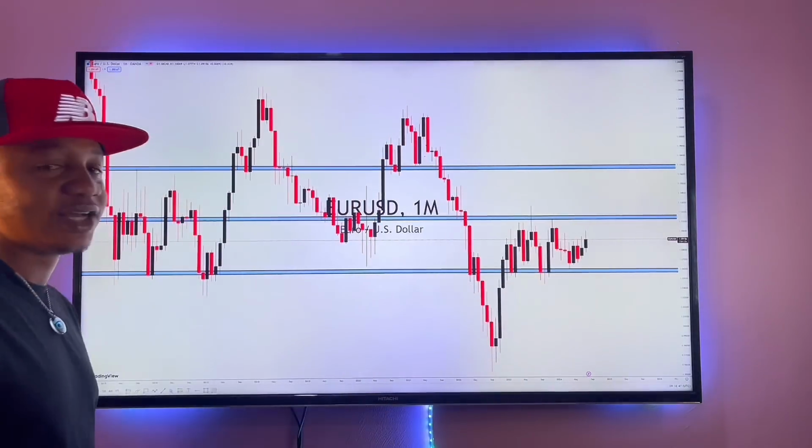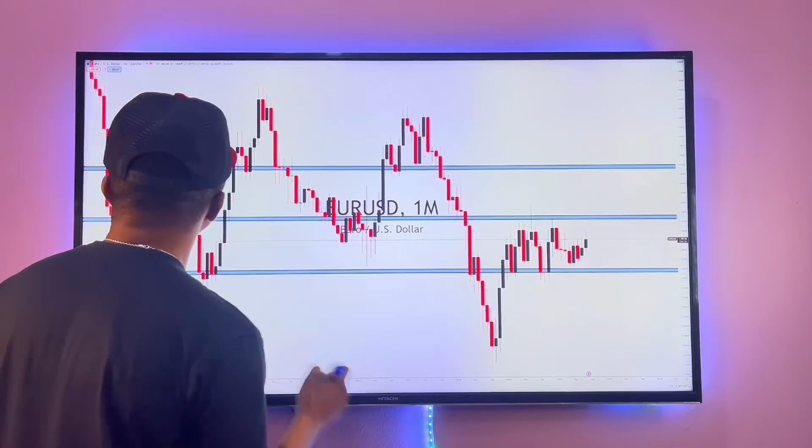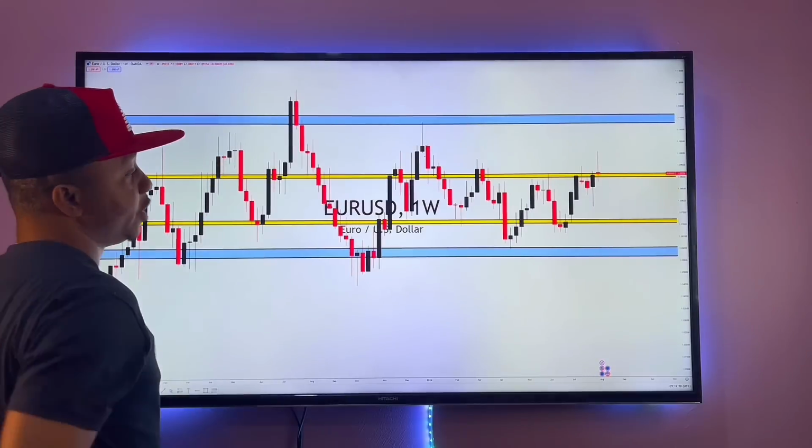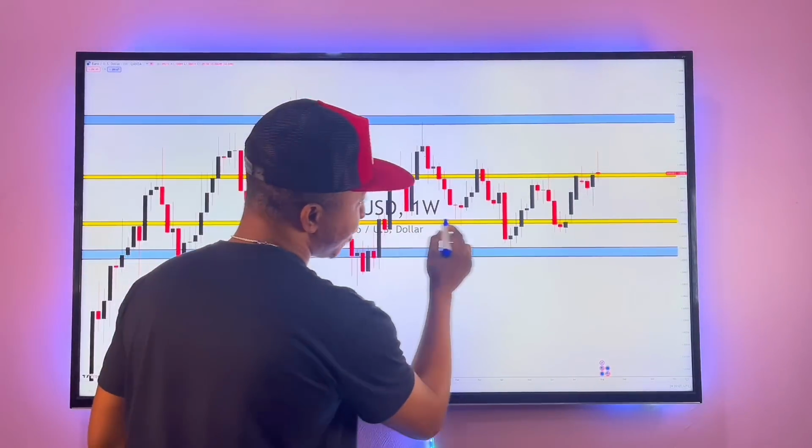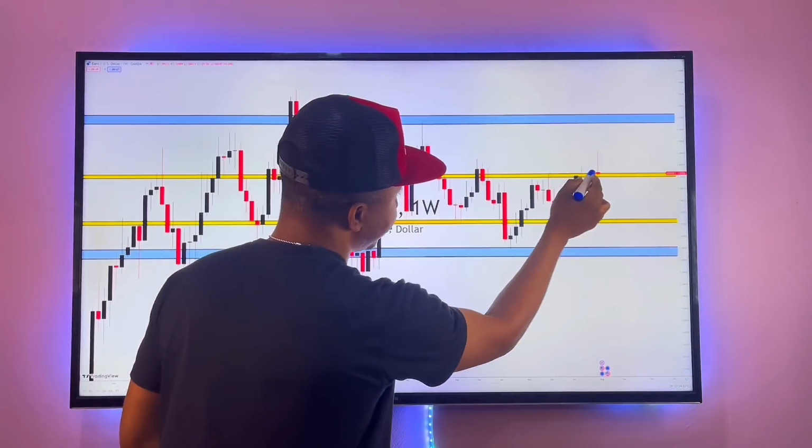Alright, so let's take it further to the weekly time frame for further understanding. Okay, so this is Eurusd also on the weekly time frame. On the weekly time frame, we have the weekly lower zone and then the weekly upper zone.